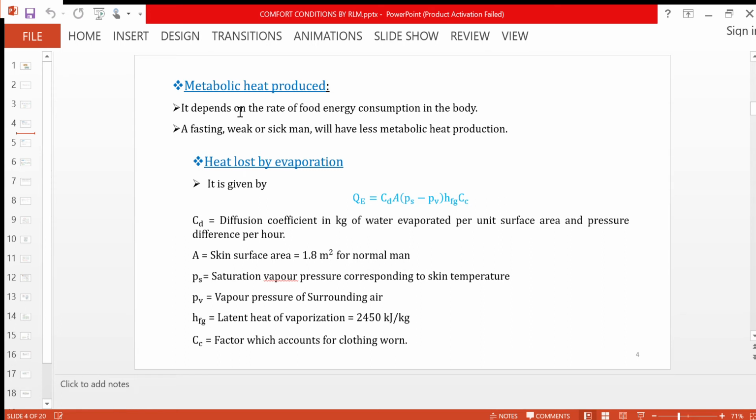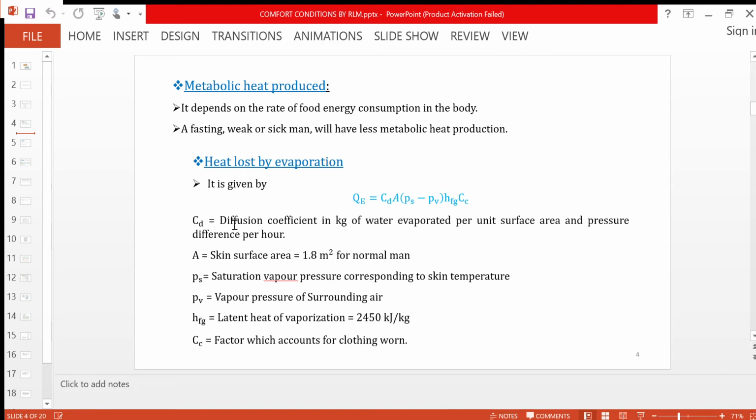The metabolic heat generated depends on food energy consumption in the body, and also on whether a man is fasting or having more food, or is sick or having fever. First, study the heat lost by evaporation. It is given by QE equals Cd into A into (Ps minus Pv) into hfg into Cc.